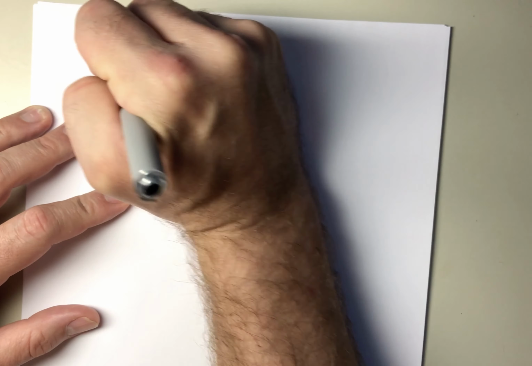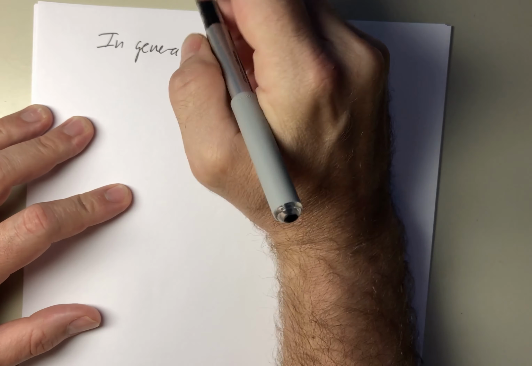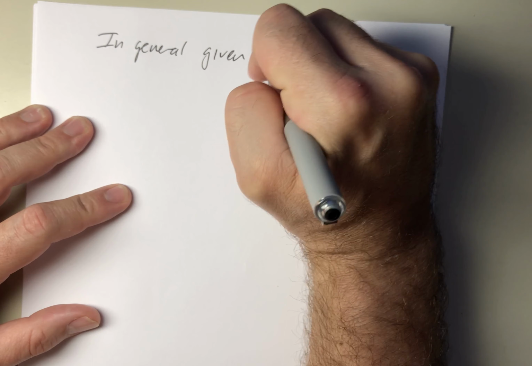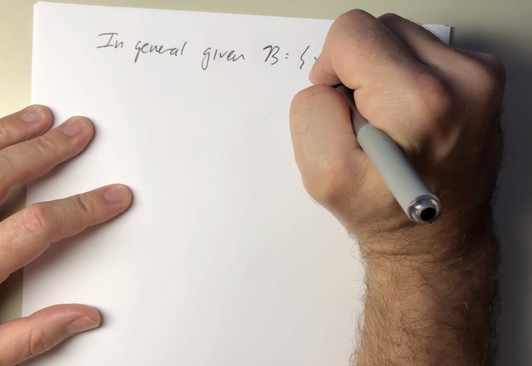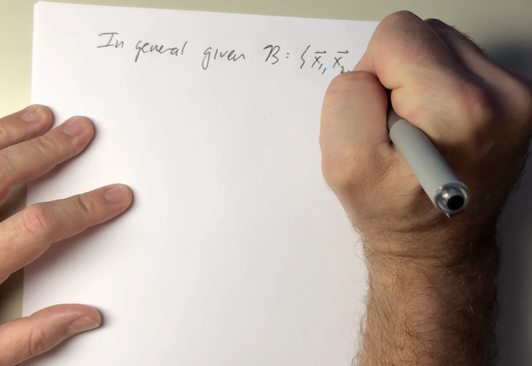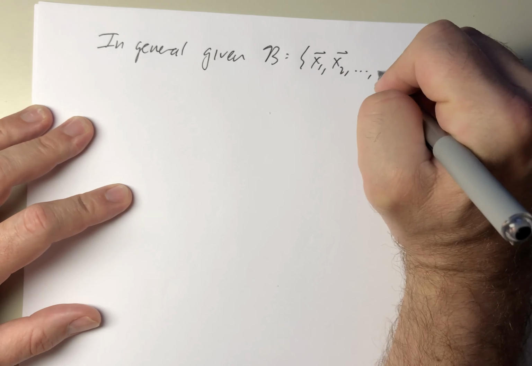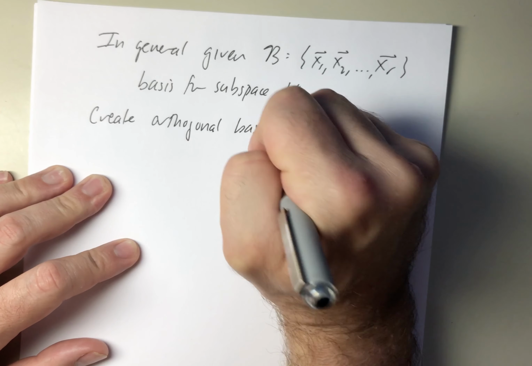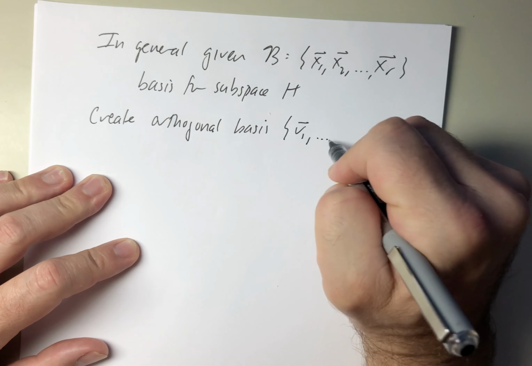Let me give you the general setup. In general, suppose we're given B equal to x1 through xr, let's say there are r vectors. If this is a basis for a subspace, say H, then we create an orthogonal basis v1 through vr.